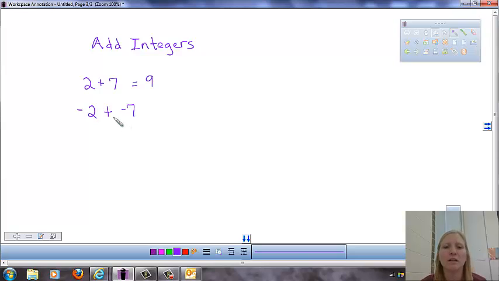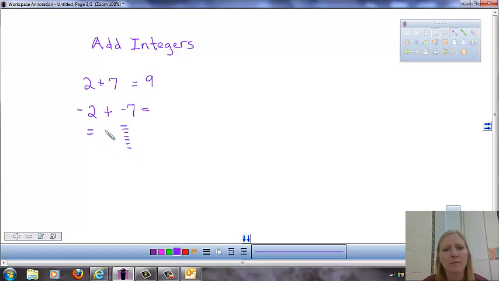That one gets a little bit more tricky, because now we're talking about negatives. It's like saying that you have two little negative signs. So for negative 2, I'm going to put 2 little negative signs, and then for 7, I'm going to put 7 more over here: 3, 4, 5, 6, 7.